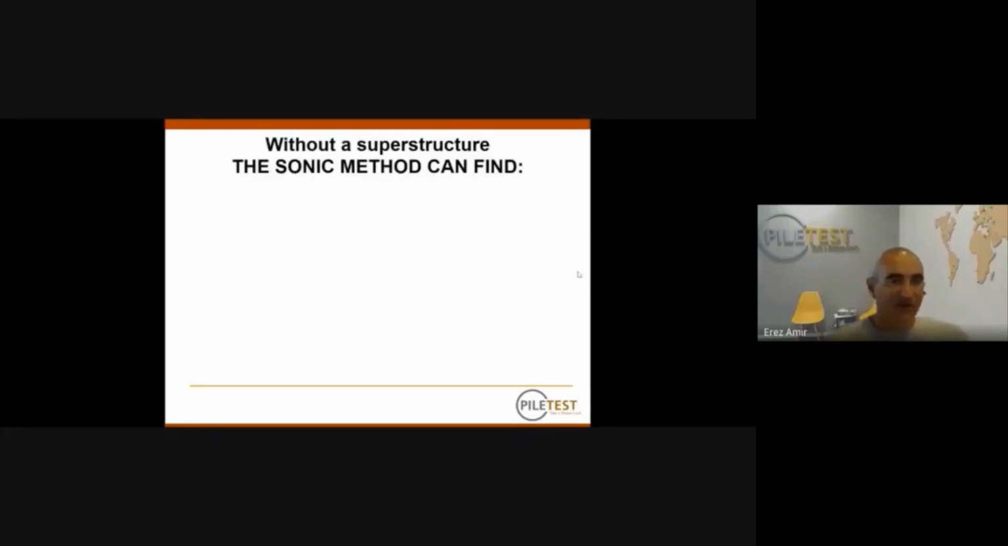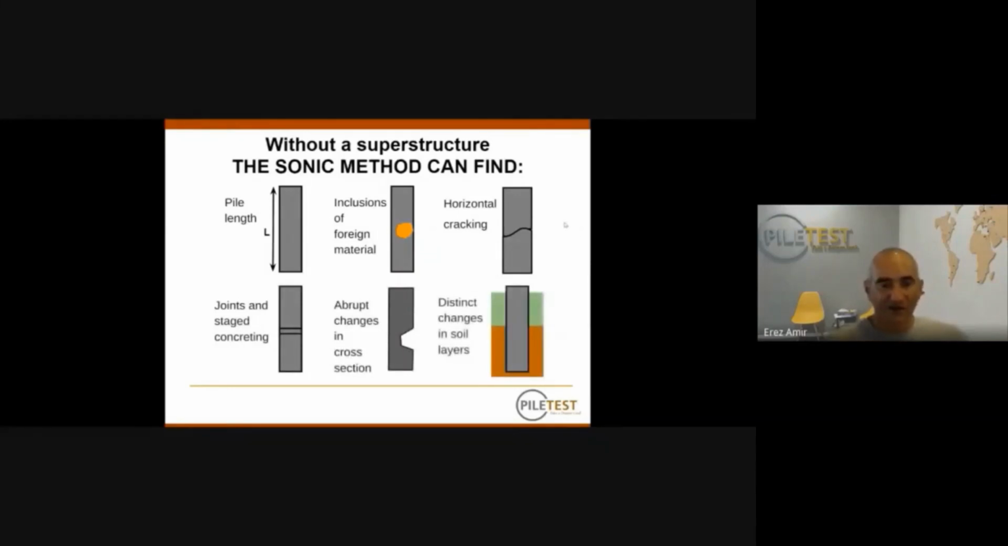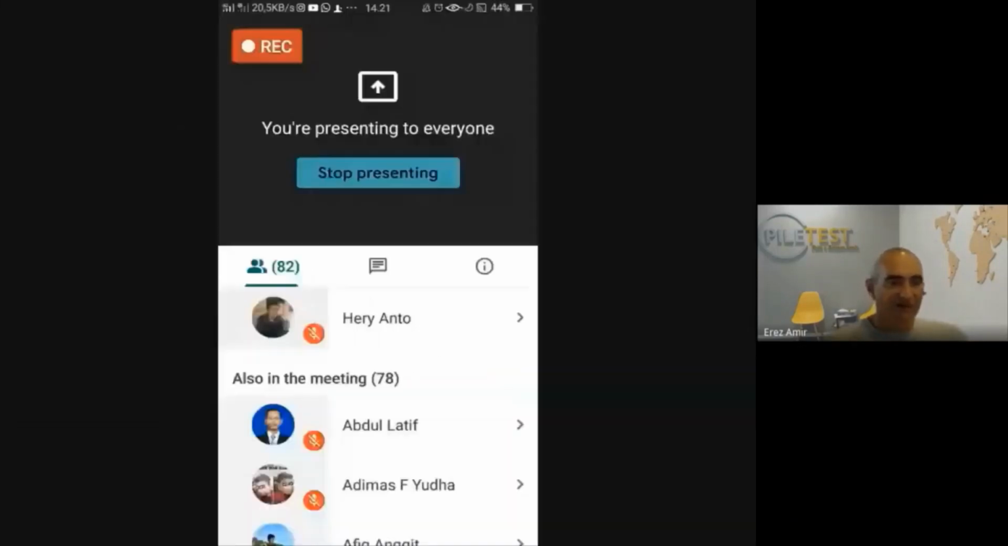If we wouldn't have a superstructure, let's call it regular testing, the sonic test can find the pile length, inclusion of foreign materials if they are large enough, horizontal cracking, joints and stage concreting, sharp changes in the cross-section of the pile, and even distinct changes in soil layers. However, in our case, pile length is the only thing we can expect.